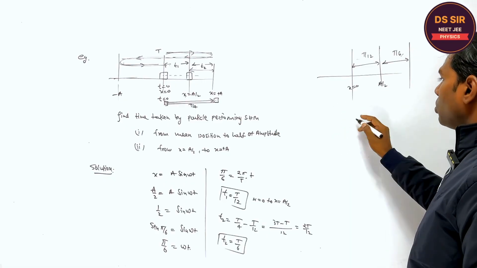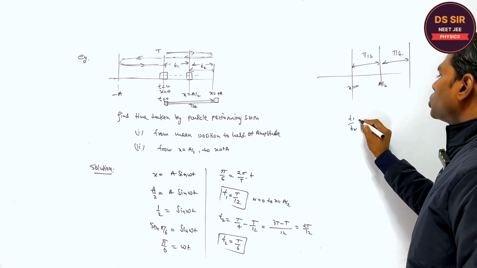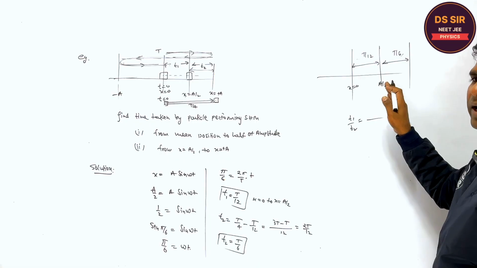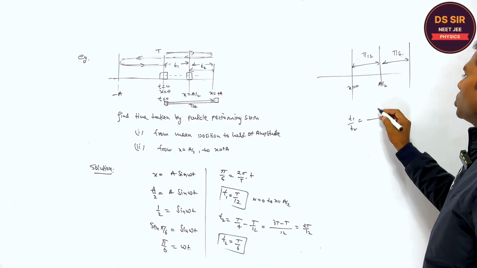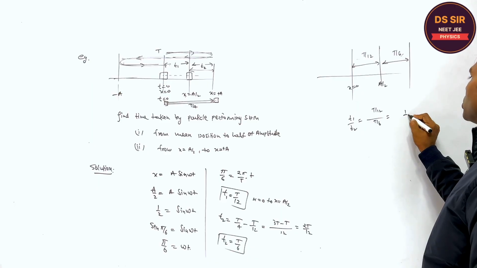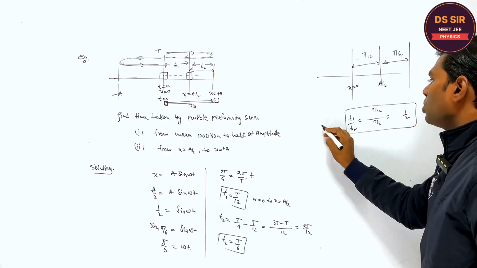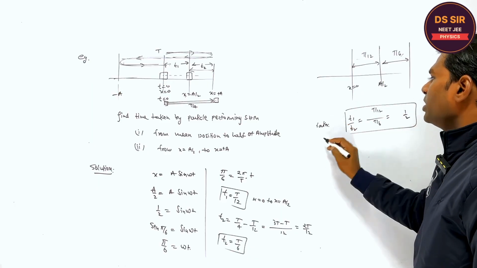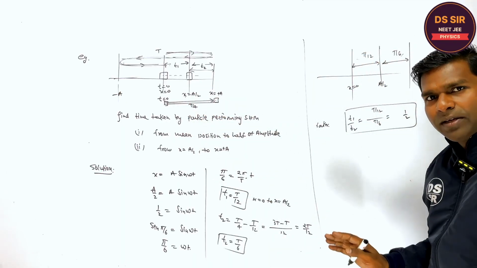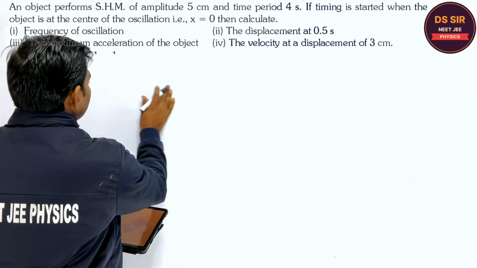Sometimes they also ask the ratio of the time taken from mean to half and half to extreme position. So this is T by 12 and this is T by 6, so the ratio is 1 by 2. So they also ask some time ratio. Is it clear? It is not T by 8 and T by 8. Fine, copy this.